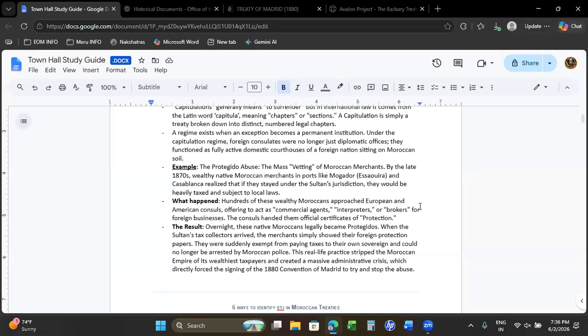The consuls handed them official certificates of protection. The result? Overnight, these native Moroccans legally became protegidos. When the Sultan's tax collectors arrived, the merchants simply showed their foreign protection papers. They were suddenly exempt from paying taxes to their own sovereign and could no longer be arrested by Moroccan police. This real-life practice stripped the Moroccan Empire of its wealthiest taxpayers and created a massive administrative crisis, which directly forced the signing of the 1880 Convention of Madrid to try and stop the abuse.